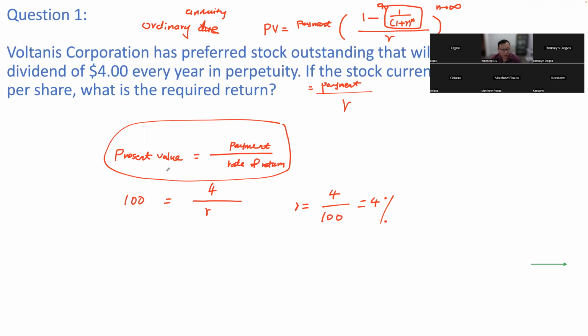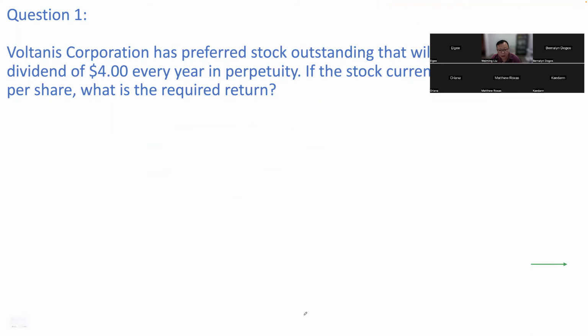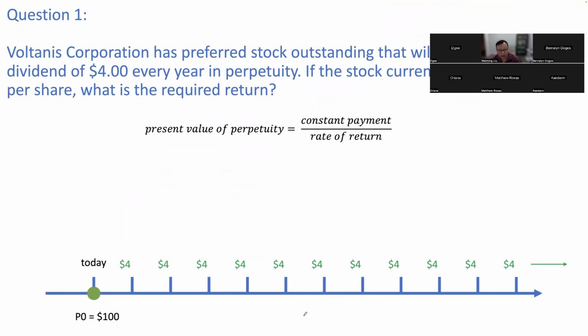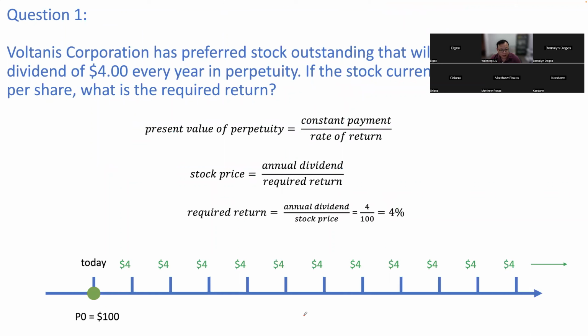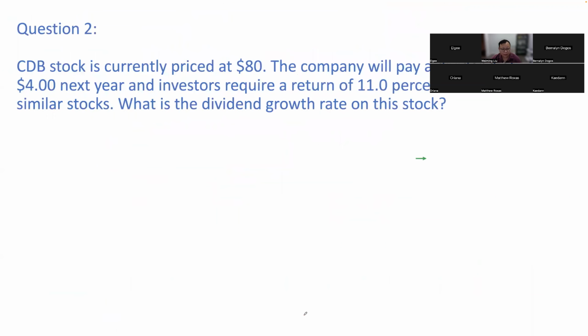So if we don't have any question, this one is relatively easier, so we can move on. Okay, so let's see what I got here. 4%. Okay, question 2.